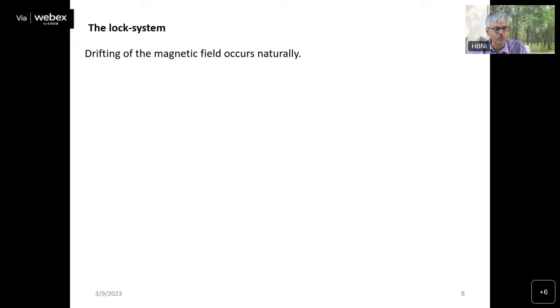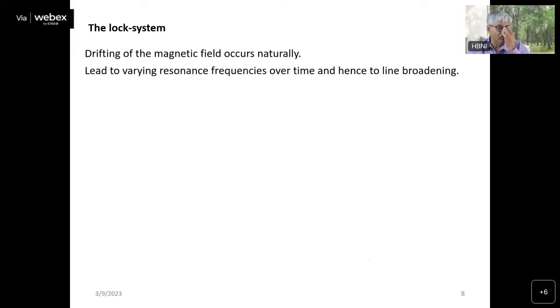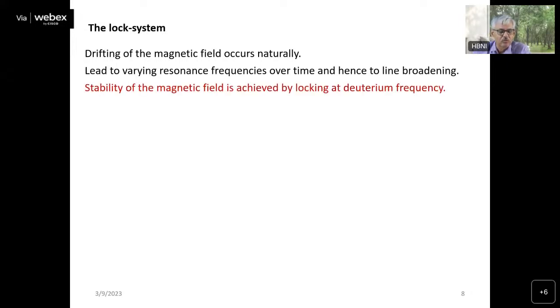Okay, now we'll go for the lock system. Normally the magnet is kept inside the liquid helium, but there will always be some drifting of the magnetic field. So what do you mean by drifting? It means if there is a slight change in the magnetic field, your resonance frequency will change. Even a very little change in resonance frequency will lead to line broadening. Okay, so how to avoid this?